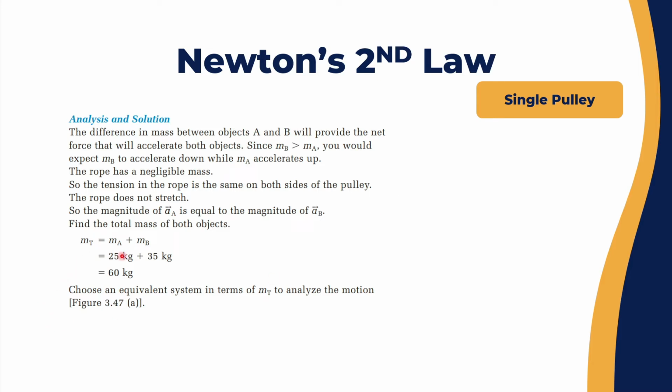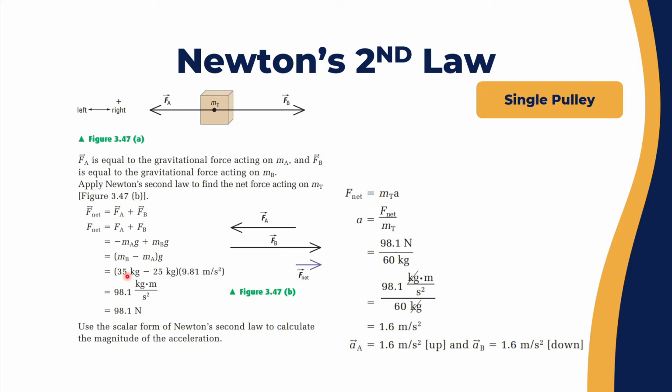We start by finding the total mass of the system, which equals mass of A plus mass of B. That would be 60 kilograms. Then we find an equivalent system in terms of mass so that we can analyze the motion. So we have two boxes here being summed as one box. We have the total mass for that box, and you draw the free body diagram from the center of the box. So there is force of B pulling to the right and force of A pulling to the left. That is the weight on both sides of the rope. Always keep the rope in mind while analyzing so that things will make sense for you.